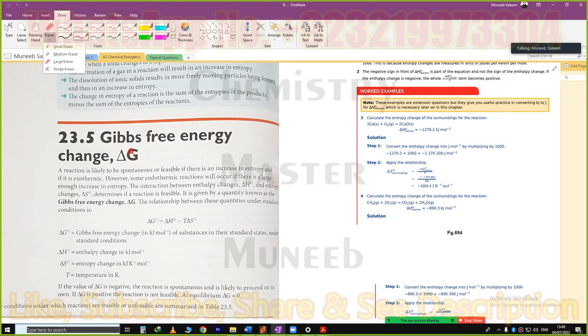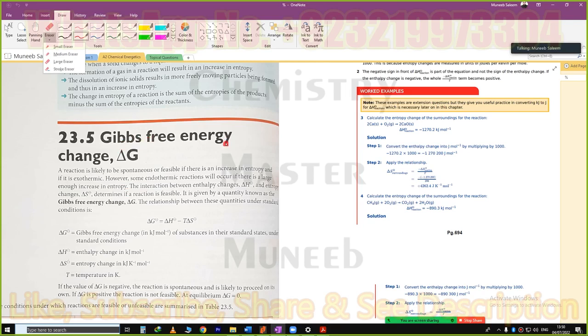The new topic is linked with electrochemistry. Gibbs free energy when linked with electrochemistry, that is a new thing included in the syllabus. When Gibbs free energy is linked with delta H, it is already in the A levels. But when Gibbs free energy is linked with electrochemistry, that is the new topic included in the A levels, which we will discuss later on.